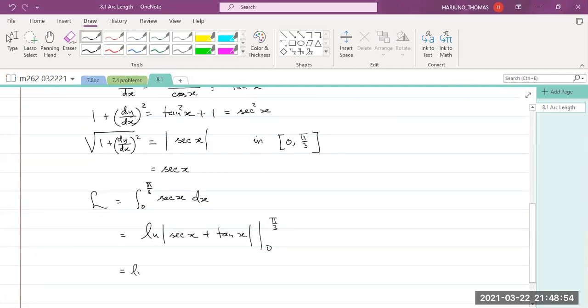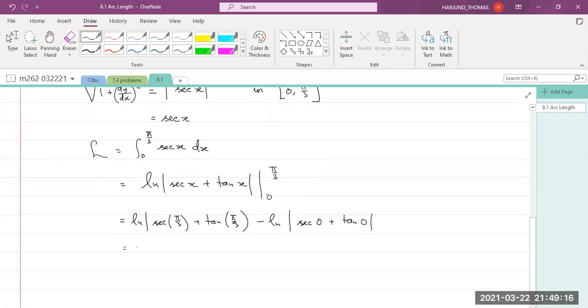So this is natural log of secant pi/3 plus tangent pi/3, minus natural log of secant 0, that's 1, plus tangent 0, that's 0. This is all integration, so should be Mickey Mouse for you. This is 2 plus radical 3 minus natural log of 1, which is 0. So this is natural log of 2 plus radical 3. That's the length.